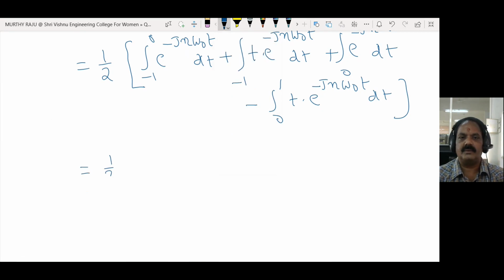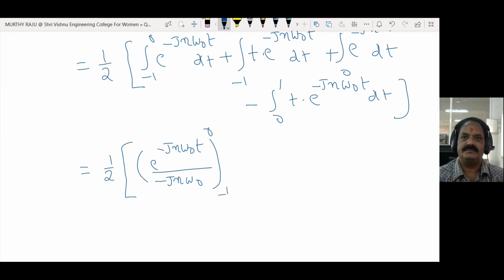That is equal to 1/2. The integral of e^(-jnω₀t) dt is e^(-jnω₀t) divided by (-jnω₀). Limits are -1 to 0. This one we keep in a bracket.